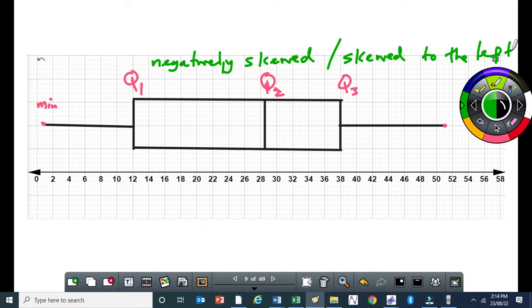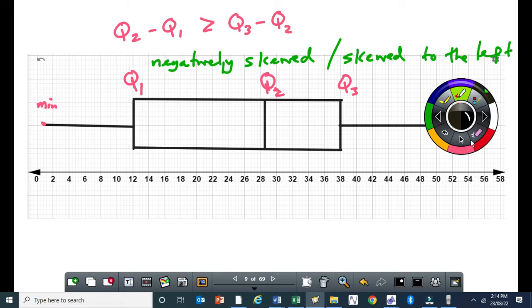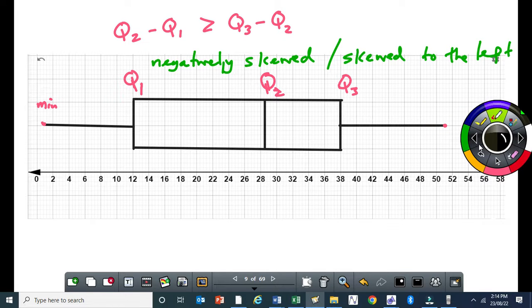Now we only do it this way if Q2 minus Q1 is greater than Q3 minus Q2. Also, if the data set is negatively skewed, it means that the mean, x bar, will be less than the median.